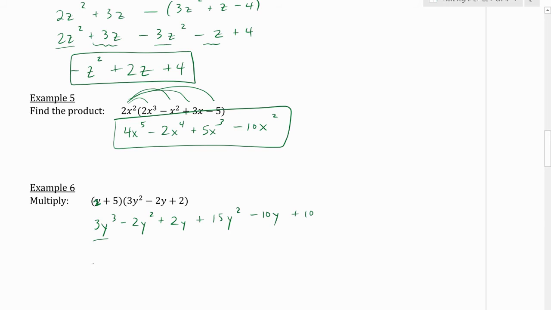Okay, so here's the only cube. Here's some squares. Negative 2 and 15 make 13 of those. I got 2 y's, take away 10 y's. There's negative 8 y's, and then you got a plus 10 on the end.